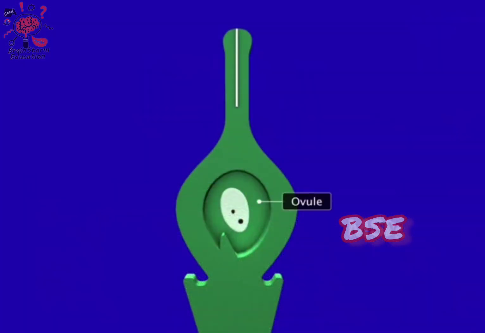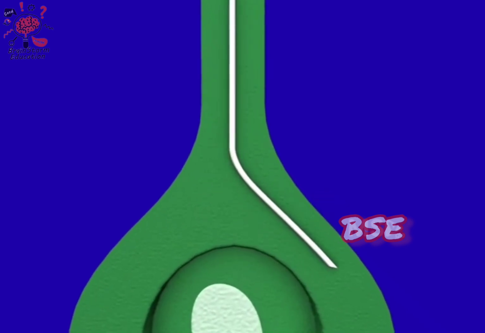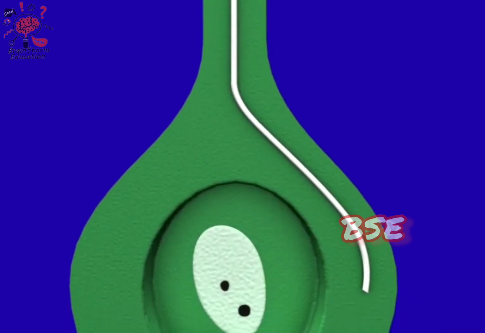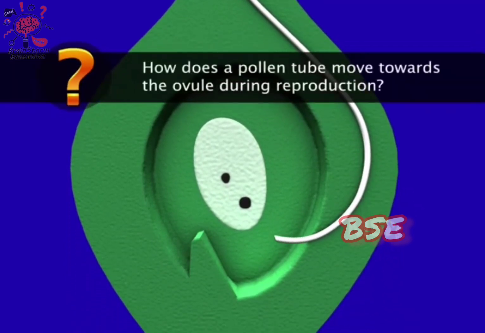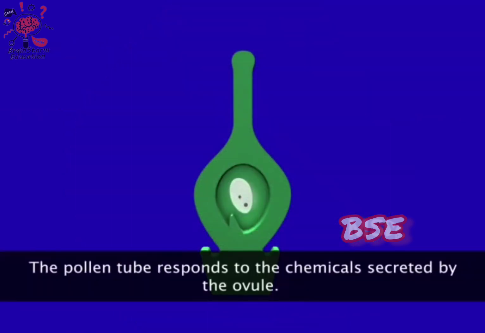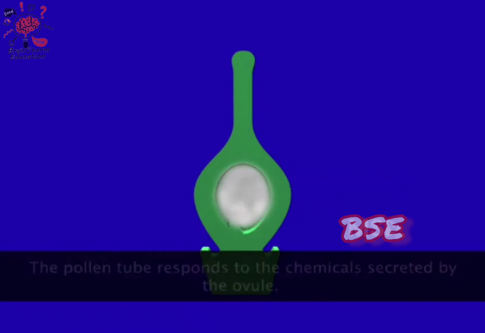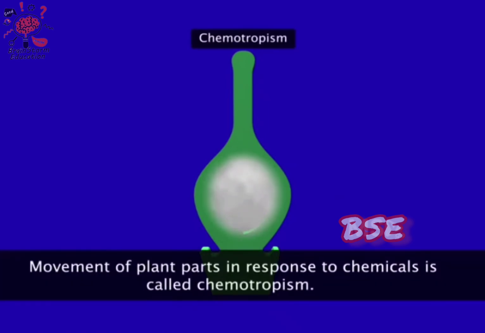Now observe the growth of the pollen tube inside a flower. What do you observe? The pollen tube is moving towards the ovule. What drives the development of a pollen tube towards the ovule? The ovule releases some chemicals. The pollen tube recognizes these signals and shows a positive response by moving towards the source of the stimulus. When a plant part moves in the direction of a chemical stimulus, we call this movement chemotropism.